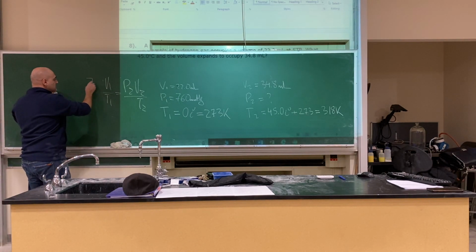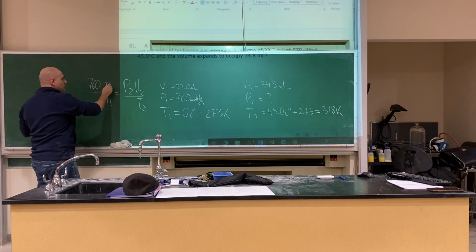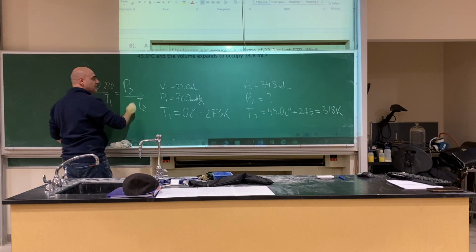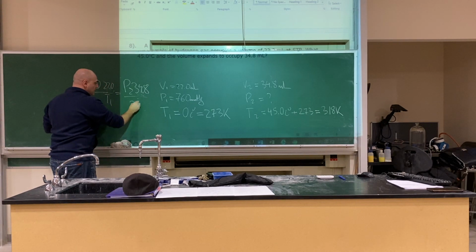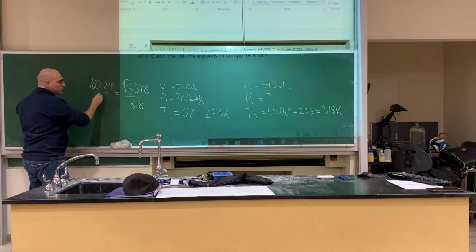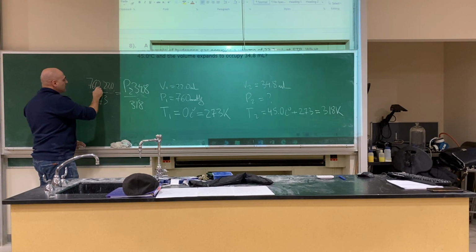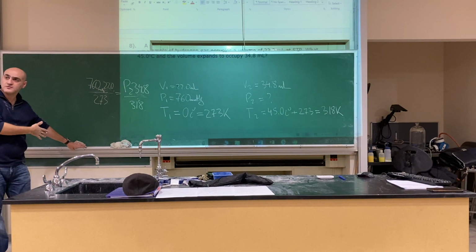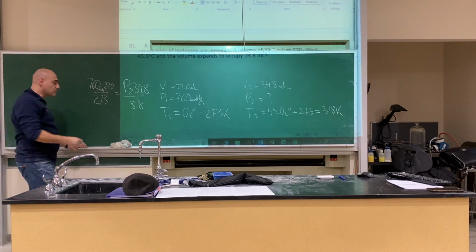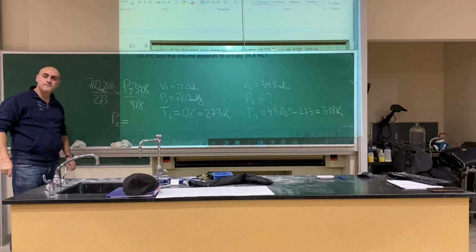Do I have the pressure one? Yes, I do. 760 millimeters mercury. Do I have my V1? Yes, it's 22.0 milliliters. It's going to cancel with the other one. Do I have the other volume? 34.8. Do I have T2? 318. Do I have T1? 273 Kelvin. And all the units canceled except for this mmHg. Is this solved for us? It's already solved for us. I just wanted to have a conversation about how to approach it. So when you solve for P2, what would you get?